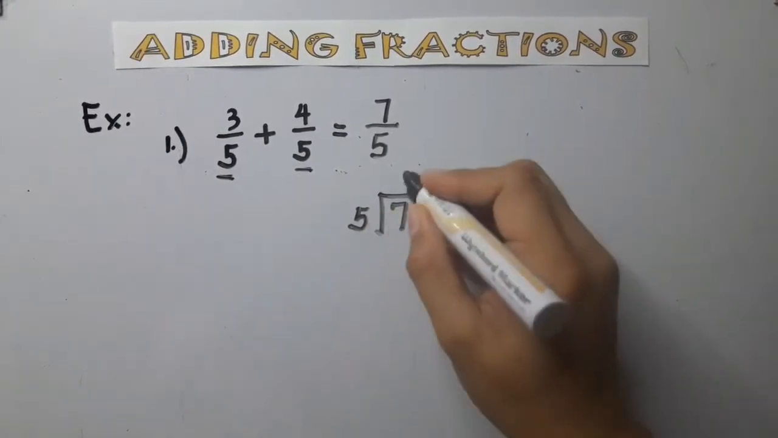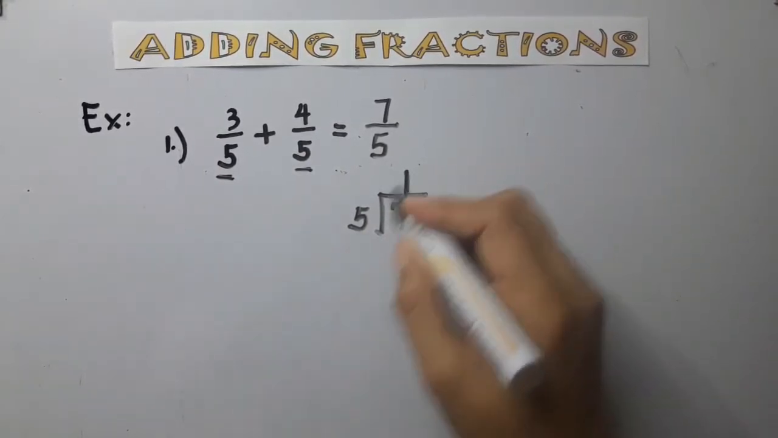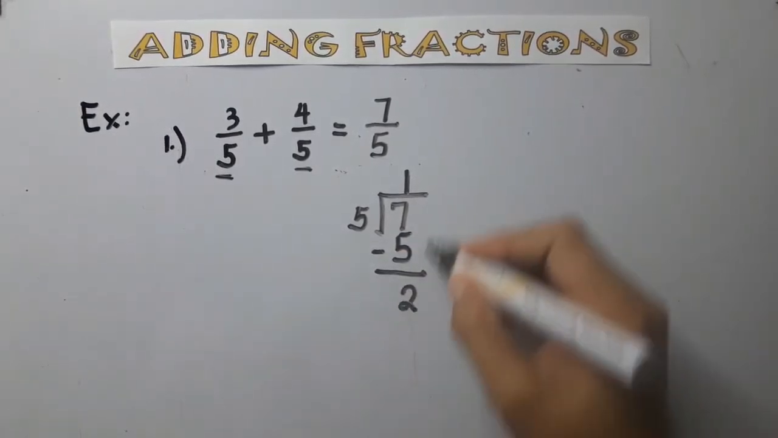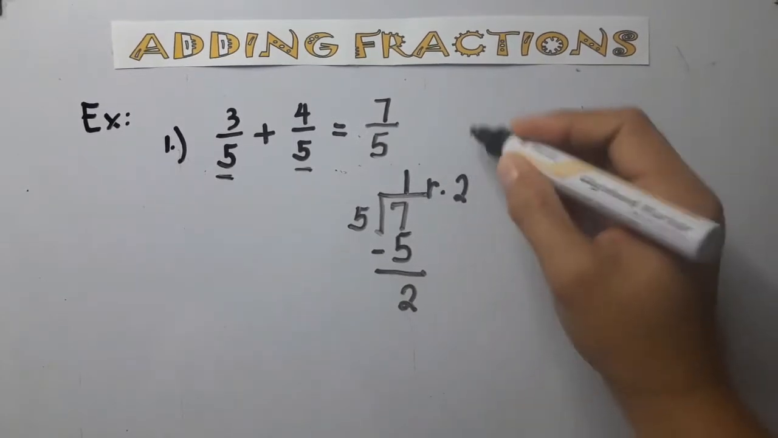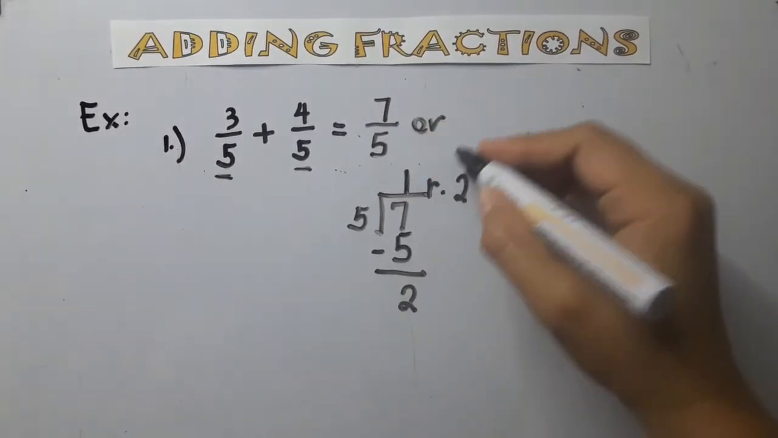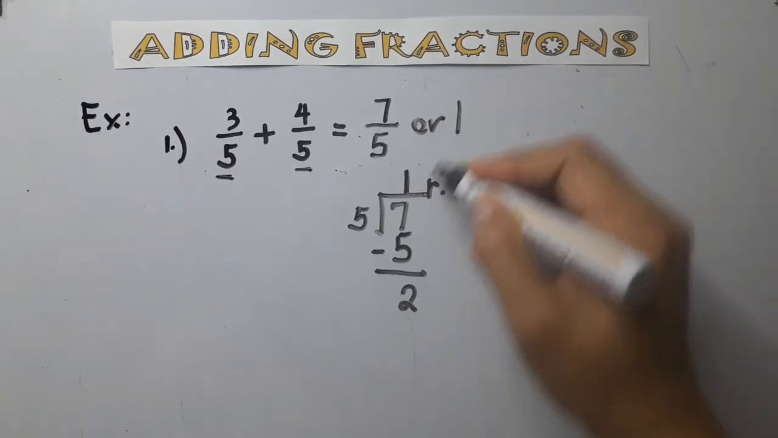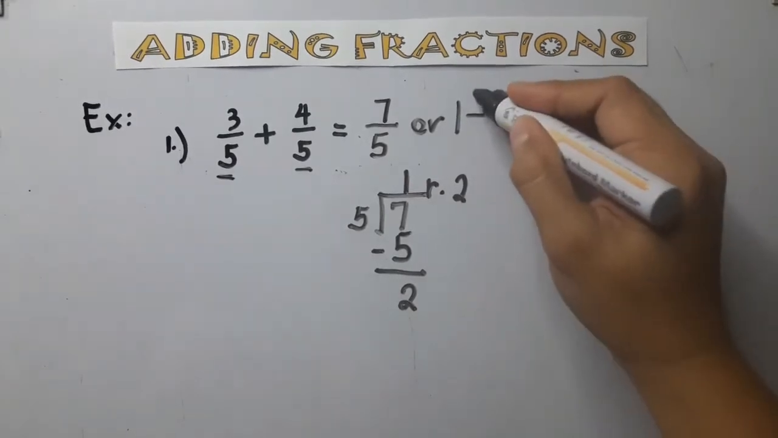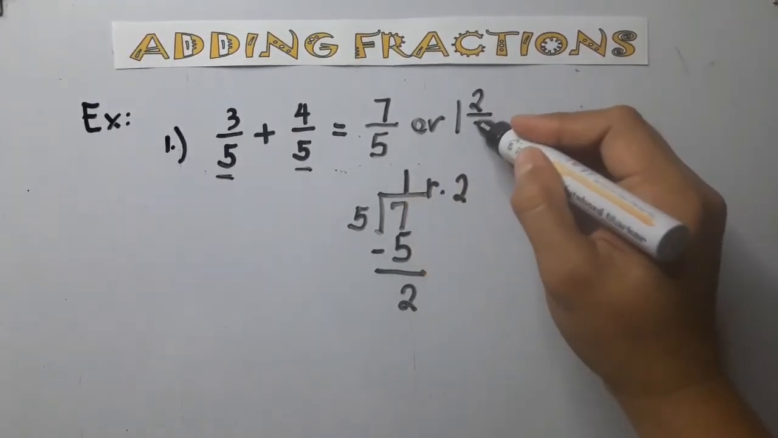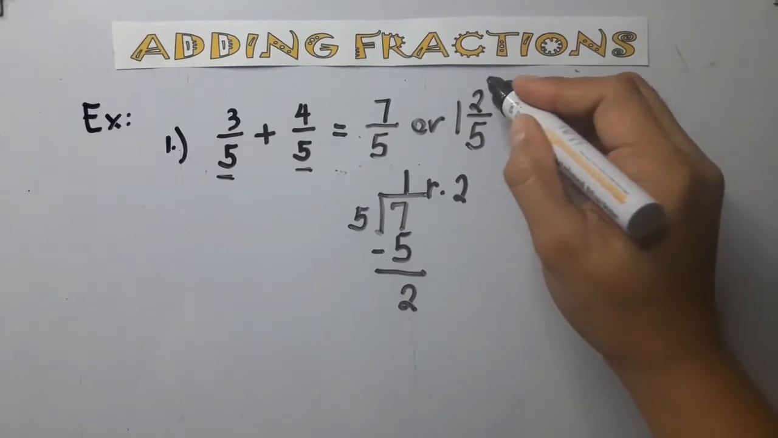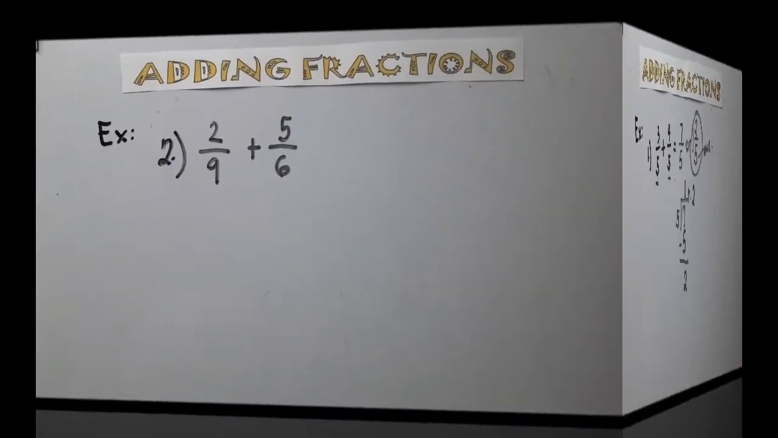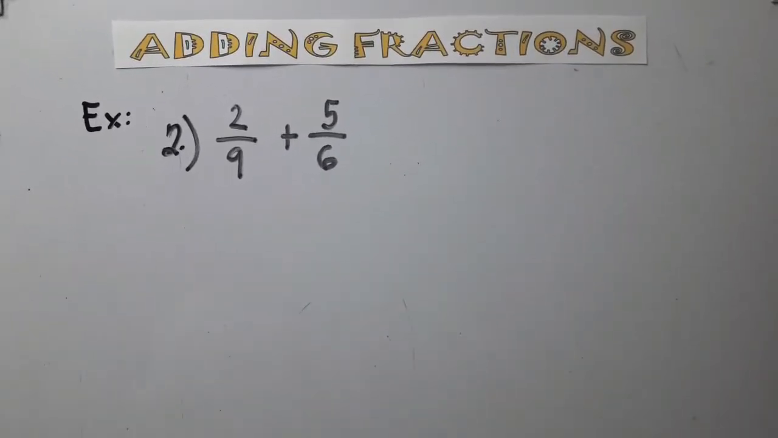So 7 divided by 5 is 1. 1 times 5 is 5. Then subtract, that is 2. So we have a remainder of 2. Therefore, 7 over 5 is 1. Your quotient is the whole number. Then the remainder is the numerator and copy the denominator. So the answer is 1 and 2/5.